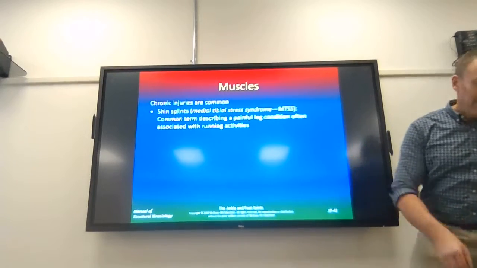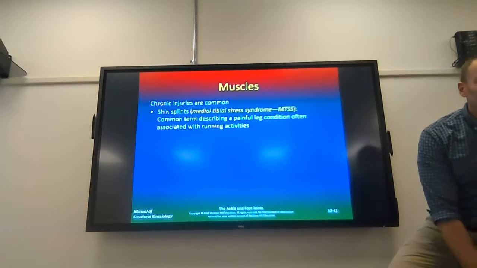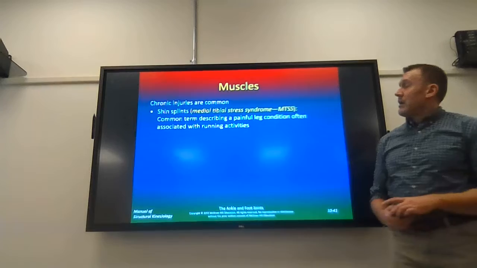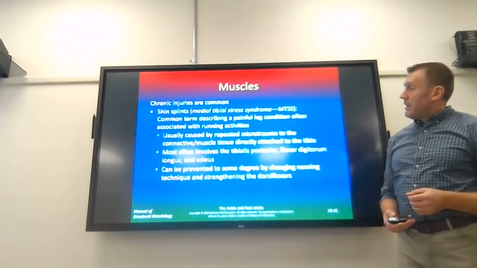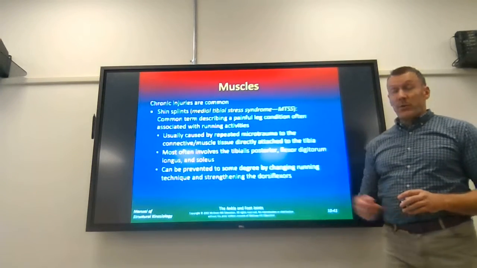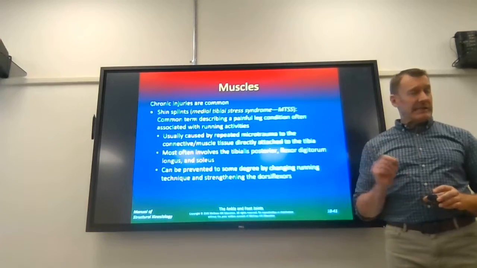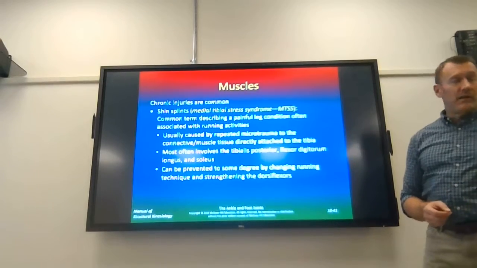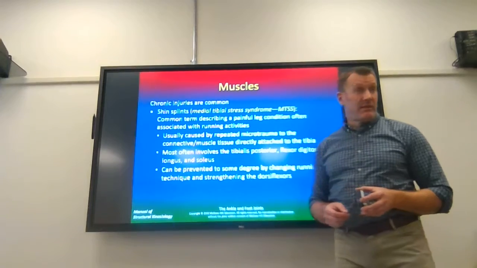So right along the medial side of the lower leg, right up against the tibia, where several of those muscles of the deep compartment, as well as the soleus, have their attachment point. So most often involving the tibialis posterior. Okay, so that's right in there up against the tibia in the deep compartment. Flexor digitorum longus, there again, as well as the soleus.